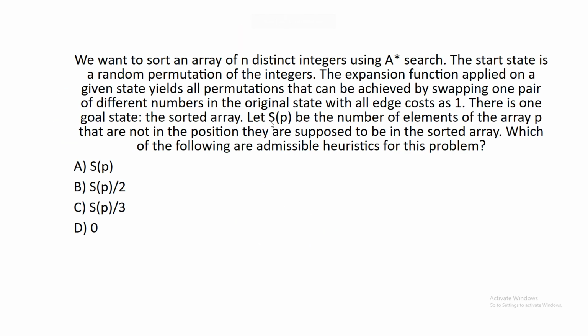So we have an array of n distinct integers, and we have to sort this array using A* search. The action consists of swapping two different numbers, and each action costs 1 unit. And the goal state is the sorted array, and because this is A* search, we need some heuristic. The heuristic, a variable S, is defined as the total number of misplaced digits in the array.